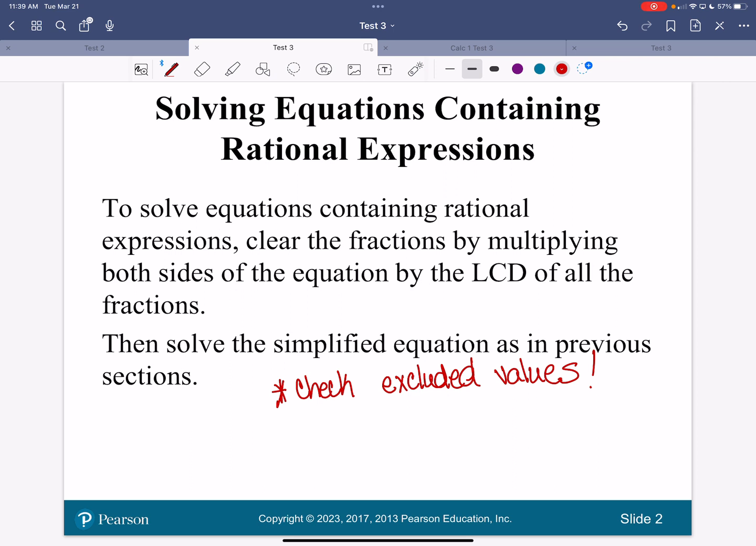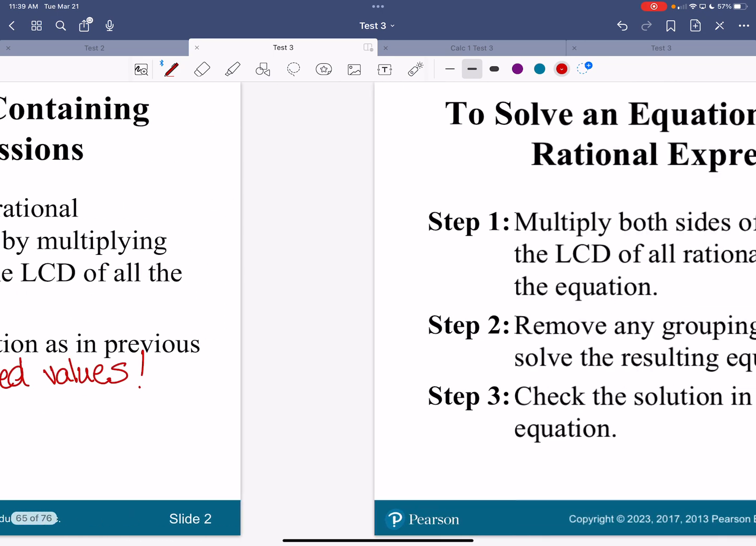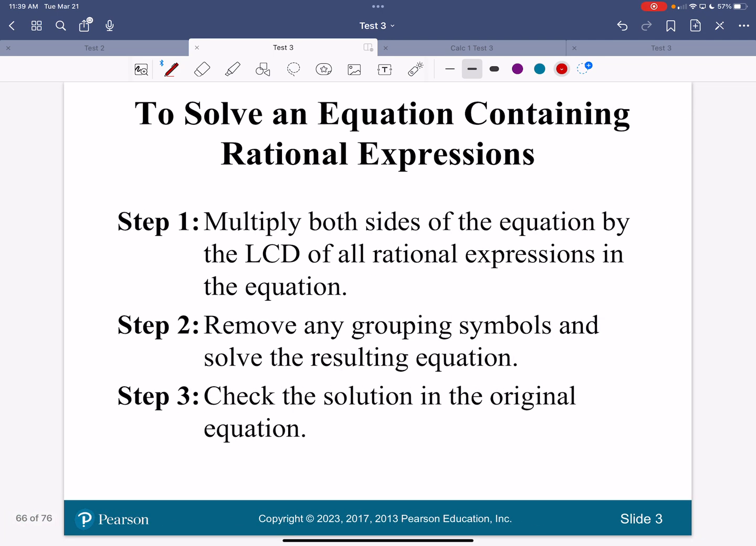And here are our steps to solve these. Step 1, multiply both sides of the equation by the LCD of all rational expressions in the equation. So we're going to find the LCD, and then we're just going to multiply everything in that equation by the LCD. Step 2, remove any grouping symbols and solve the resulting equation.